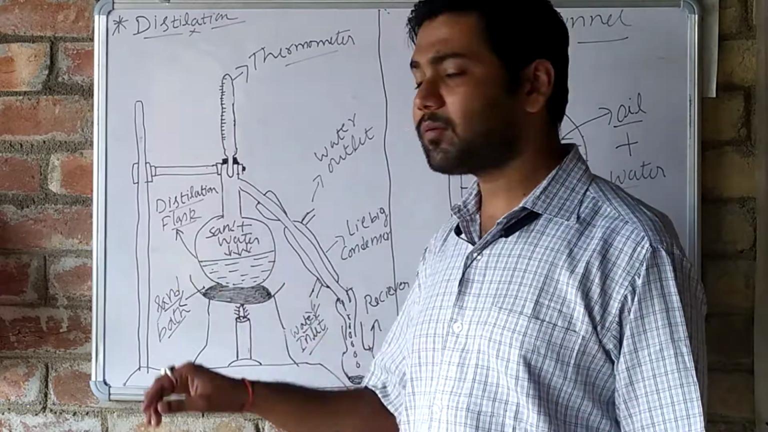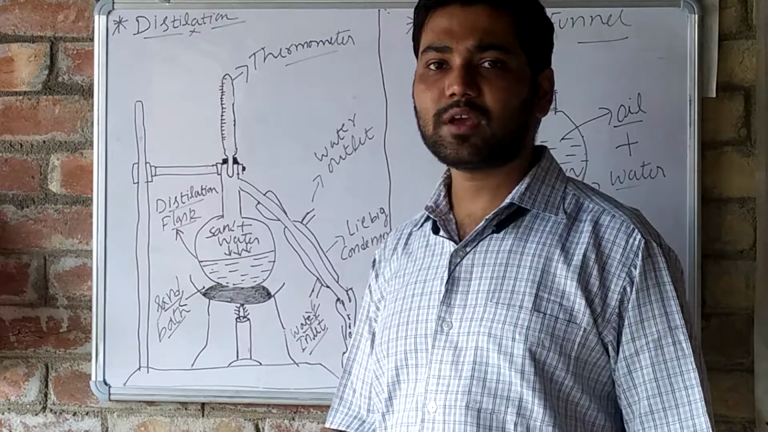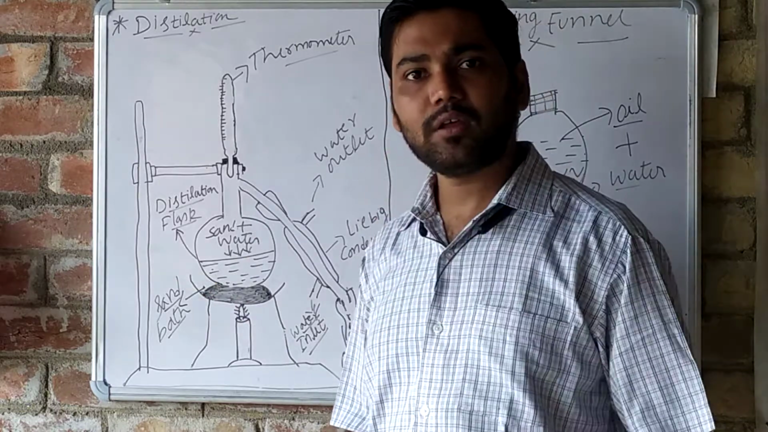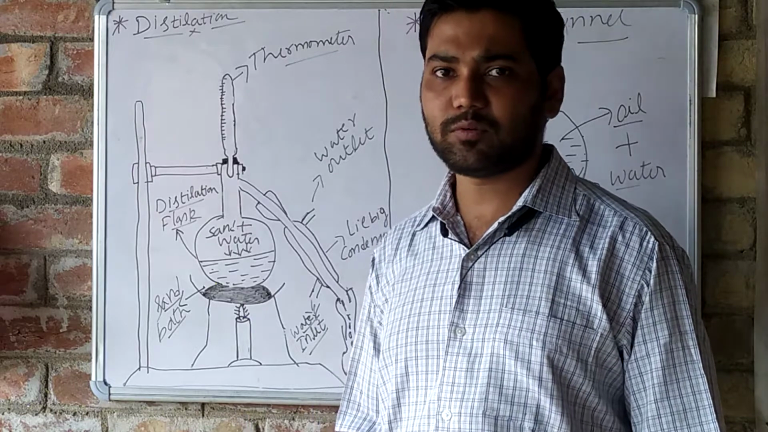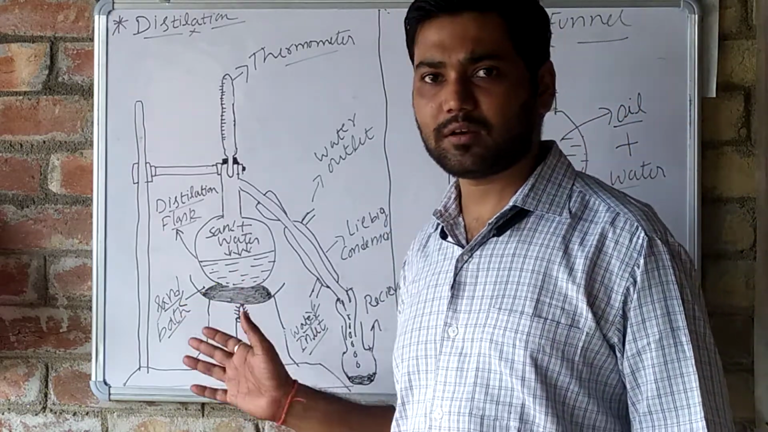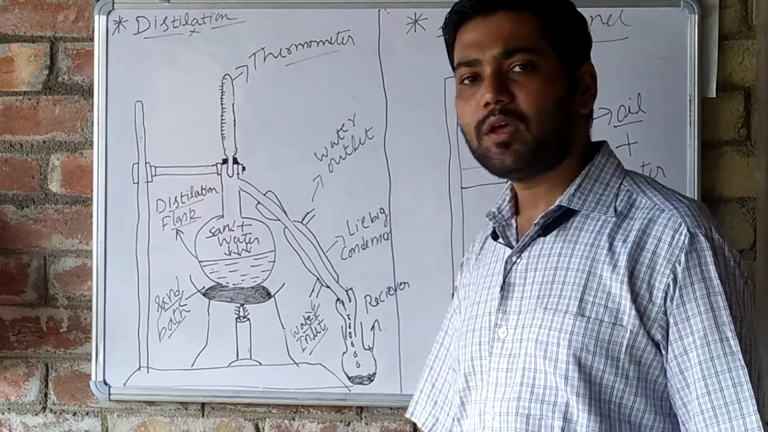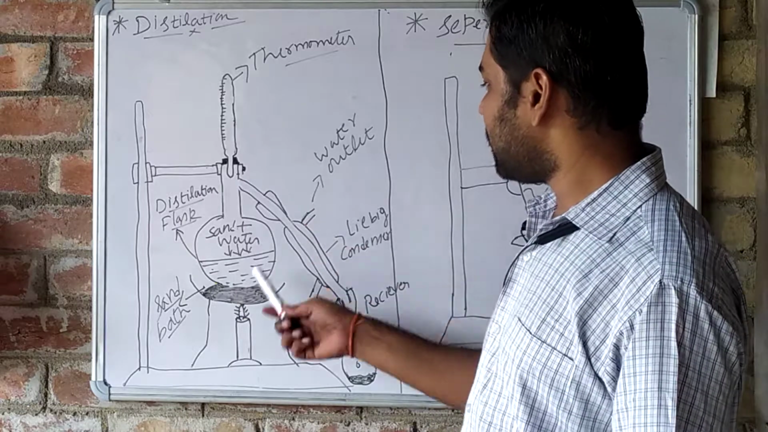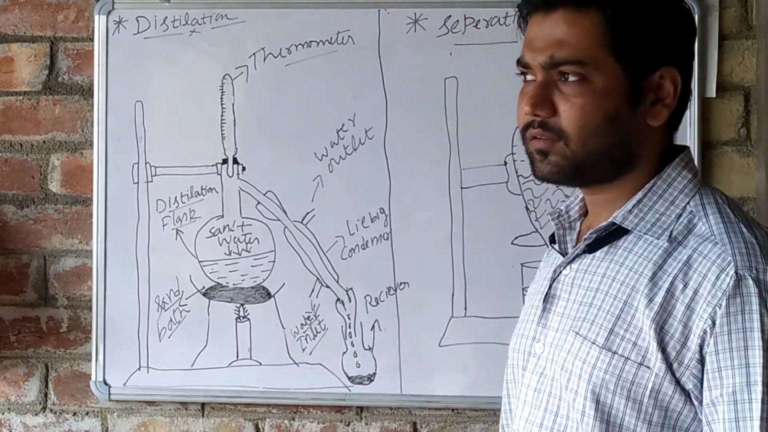Understand? Sand and water is a mixture of heterogeneous type. So by distillation we can collect liquid from a heterogeneous mixture and also from a homogeneous mixture, that is sugar and water. It is a homogeneous mixture. We can distill it also. Understand? So this is the whole setup. By this we can separate water from the sand.